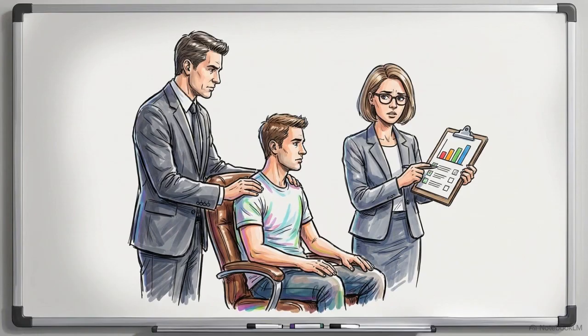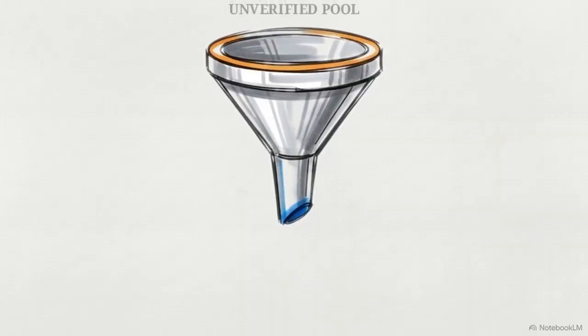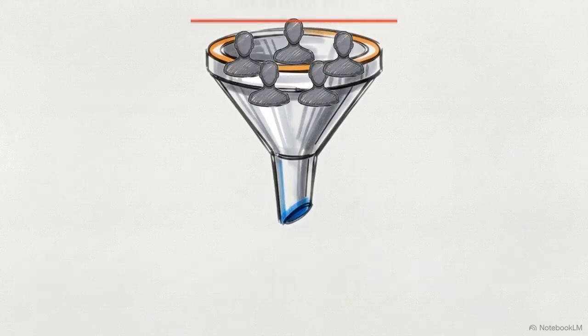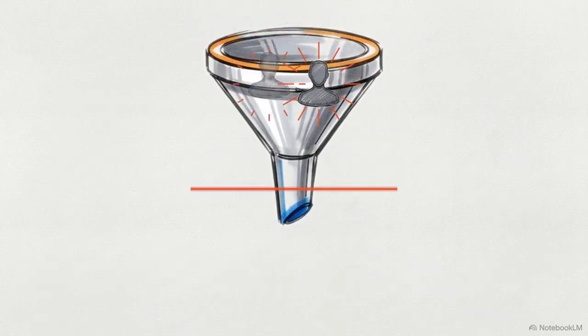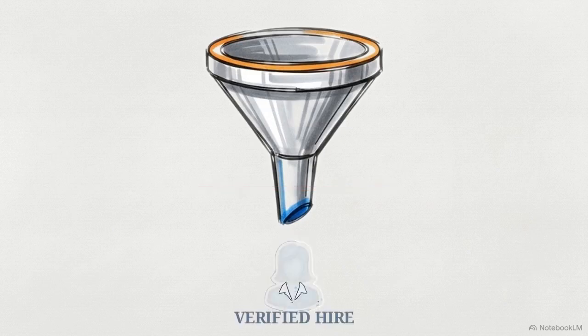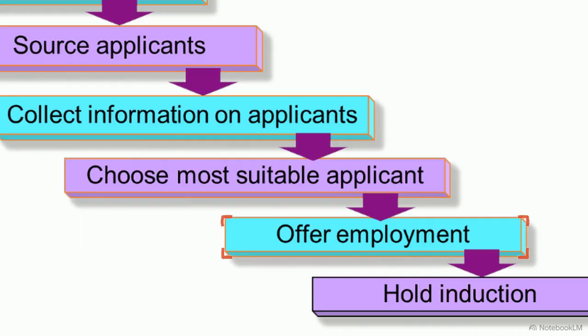Managers will often pressure HR to quickly hire unqualified friends or family members just to fill an empty seat. A multi-layered selection process prevents this by filtering out charismatic but incompetent candidates who will ultimately drain company resources. Once you've chosen a candidate, step 6 is to offer employment.